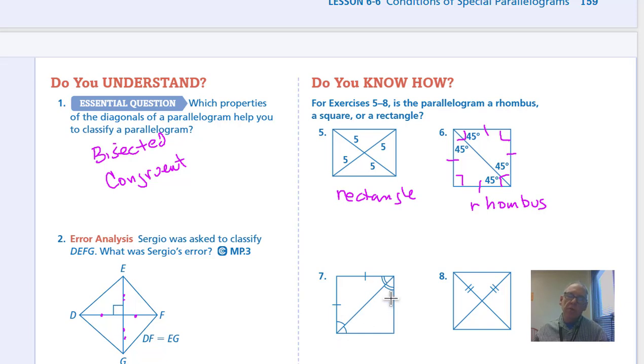Number 7, let's see what we got here. We got these two angles are congruent. So by angle side angle, these two triangles are congruent, which means by corresponding parts, those pieces are going to be congruent also, like this with this one and this with this one. And that is enough for this to be a rhombus.